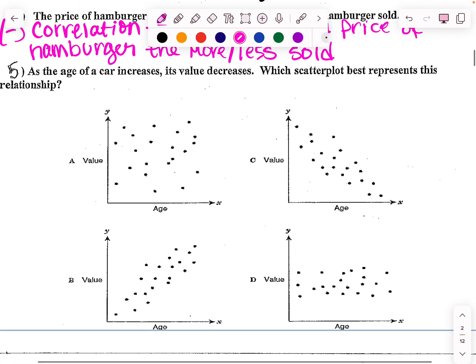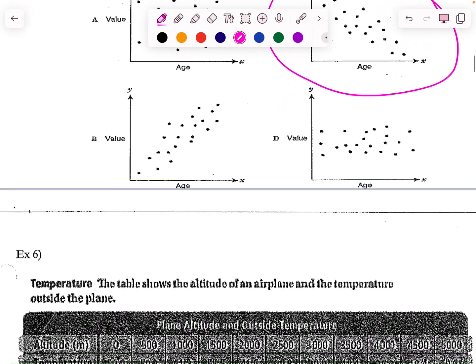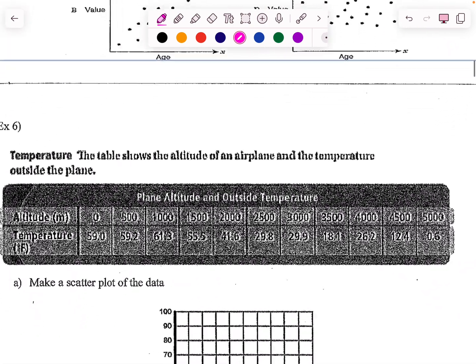So number 5, we have to pick as the age of the car increases, its value decreases. Which scatter plot best represents this relationship? C. Okay, we're going to get through this last problem, and then we'll go to lunch, okay?